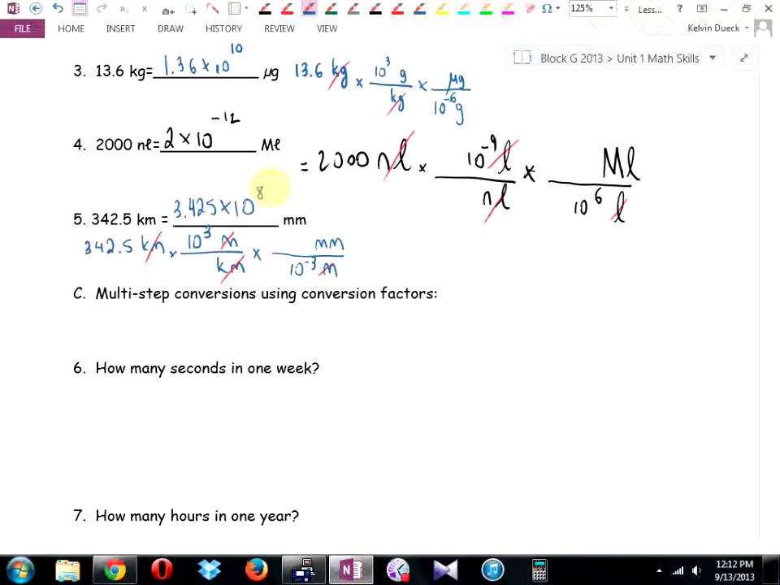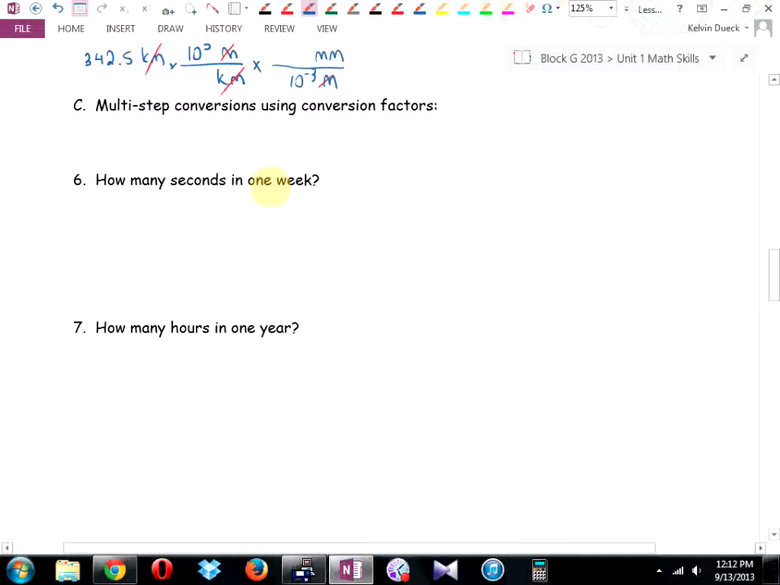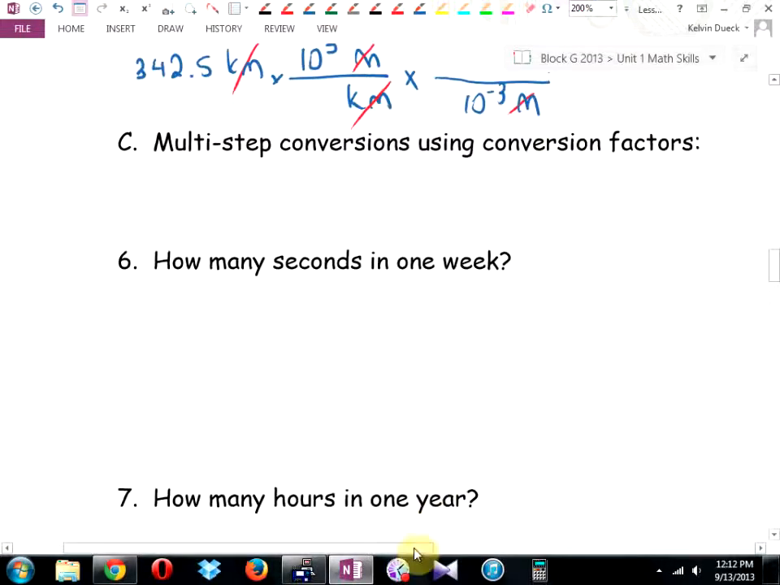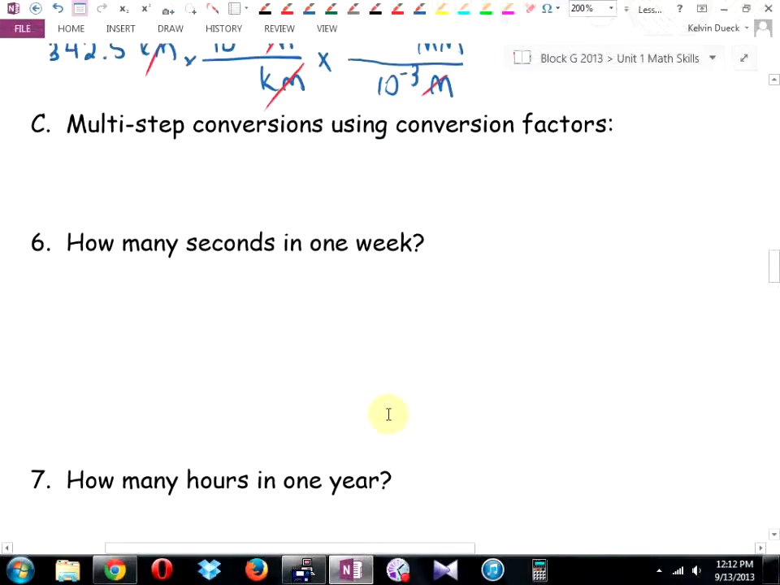The reason I like this method, Emma, is you can use this if they throw you a curveball if you know common knowledge conversion factors. Let me show you what I mean. Here's a multi-step one, number 6. How many seconds in 1 week? First of all, I always got to ask, anybody know? Okay. I don't. I never bothered memorizing it. I can figure it out.